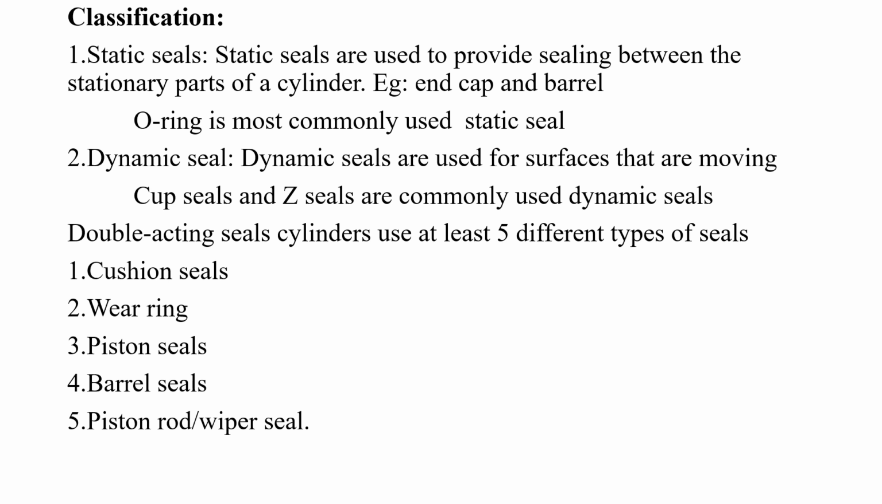When you say double acting cylinders, they use at least 5 types of seals. One is cushion seals, to give the cushioning effect to the piston. Wear seals are used above the piston, right, or at the rod, because the rod will come out from the cylinder and go back into the cylinder. Then the piston seal, where the seals are mounted above the piston. Then the barrel seals, which are used between the barrel and the end caps to clamp.